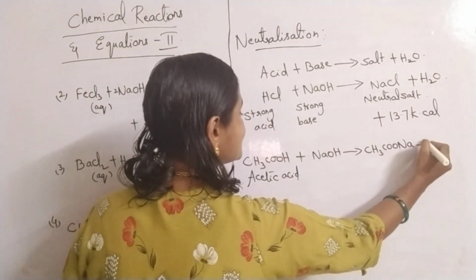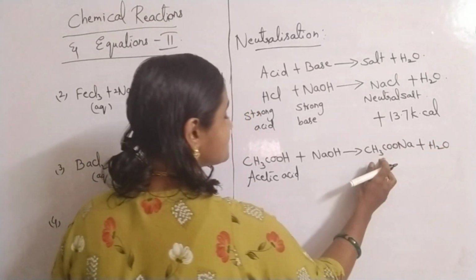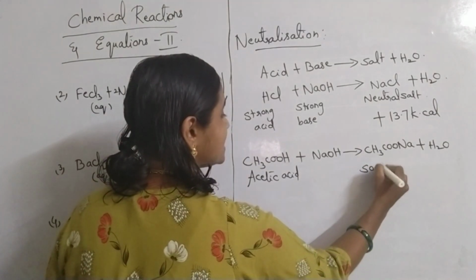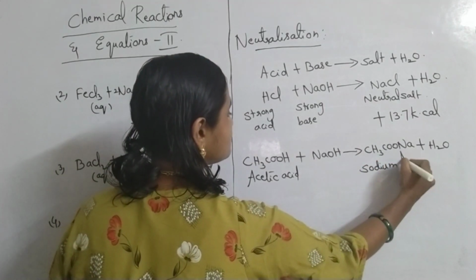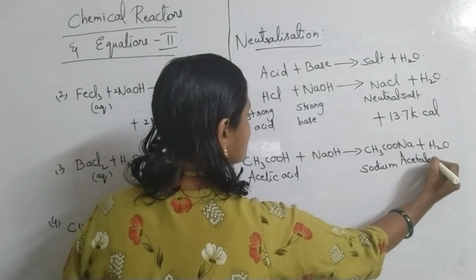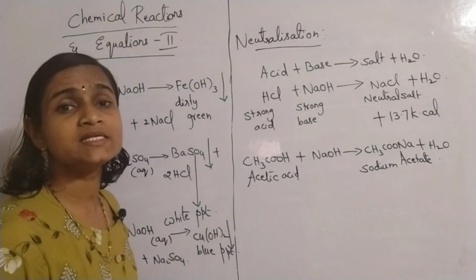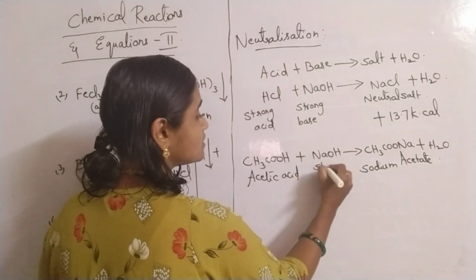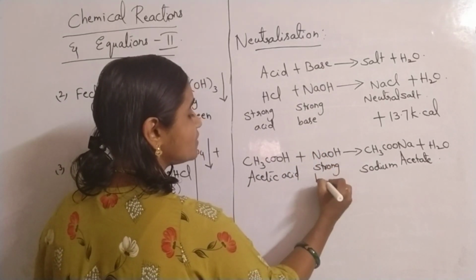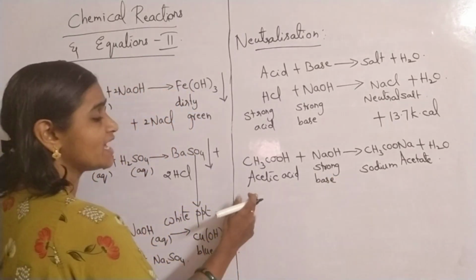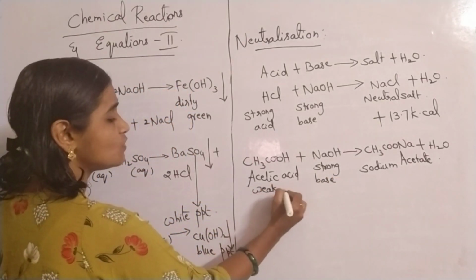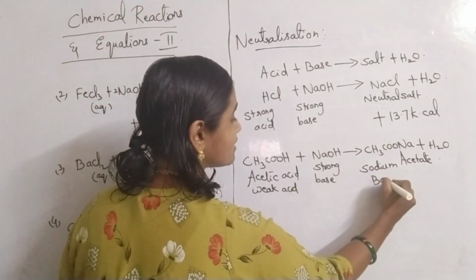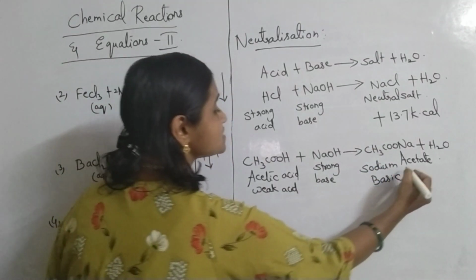CH3COONa plus H2O. What is this substance which is so formed? Salt. It is sodium acetate. Okay, now sodium acetate is formed by acetic acid and NaOH. Here the base is strong, the acid is weak. So if you take strong base and weak acid, then the so formed salt is considered to be basic salt. Sodium acetate is basic salt.